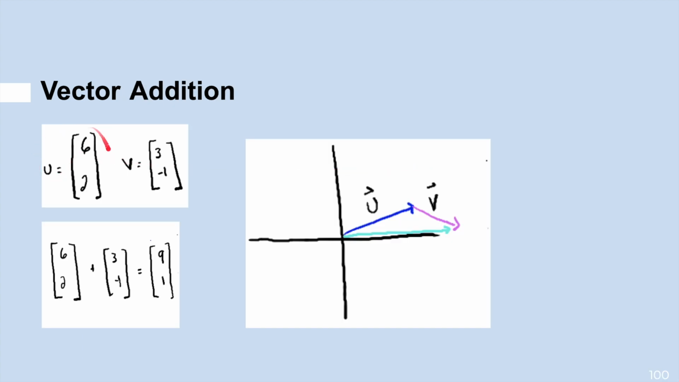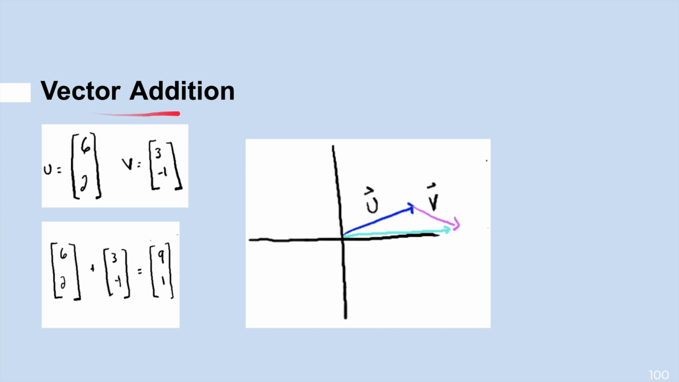So here, if I were to draw the vector 6, 2, I go 6 to the right, 1, 2, 3, 4, 5, 6, and 2 up, 1, 2. Then I draw a line from where I started to where I ended. See, U here has a little arrow on top of it. That's just saying that it is, in fact, a vector.